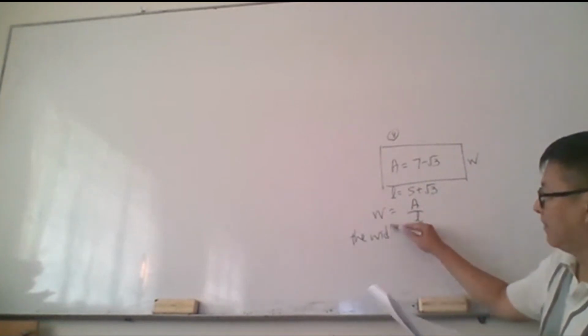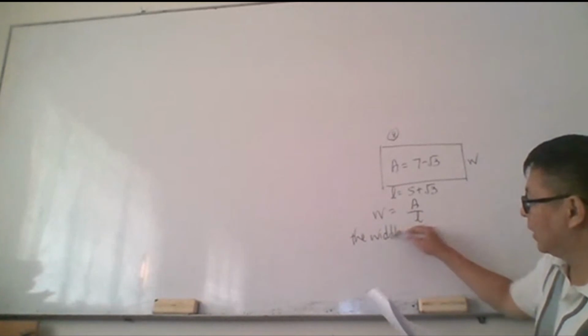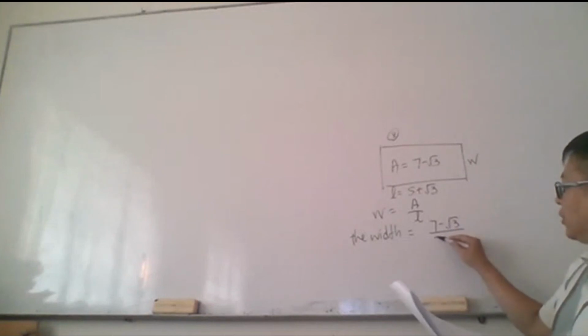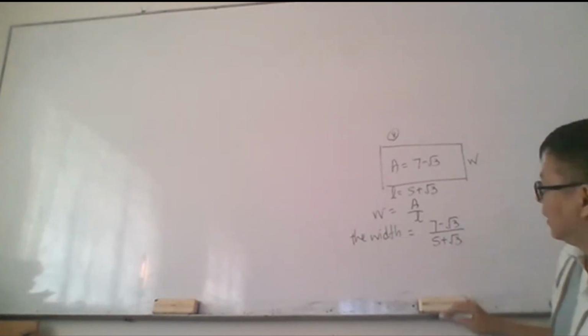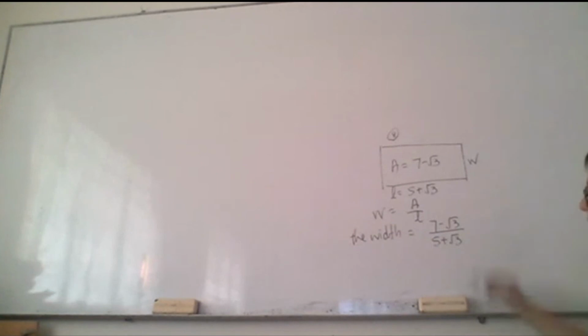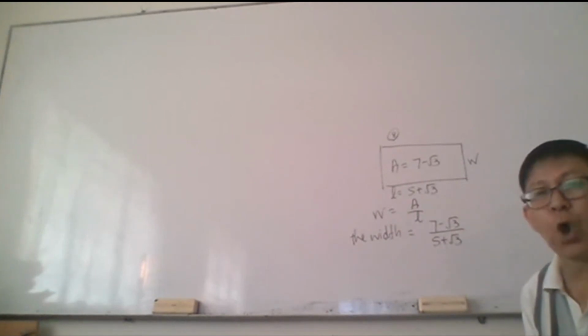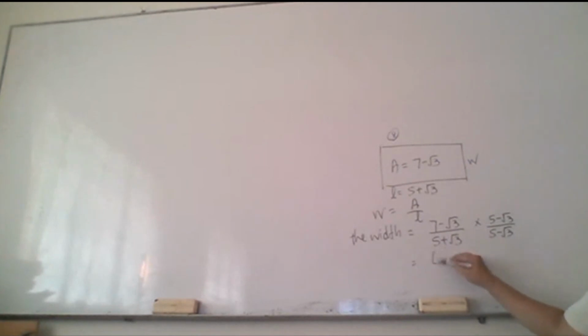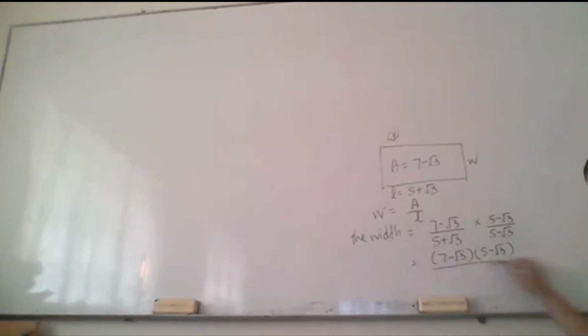So the width is your area, 7 minus square root of 3, over 5 plus square root of 3. So we know that in order to solve this problem, we must use the conjugate surd. So this is plus, of course I'm using minus. And then 7 minus square root 3, times 5 minus square root 3, and down there will be 25 minus square root 3 bracket squared.